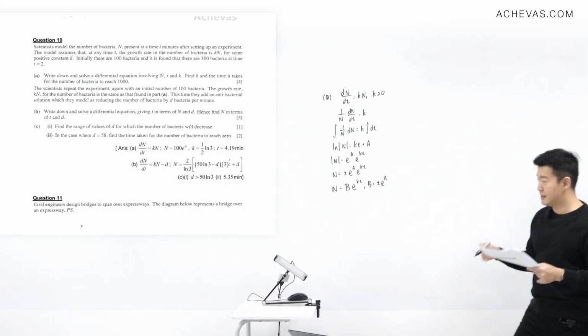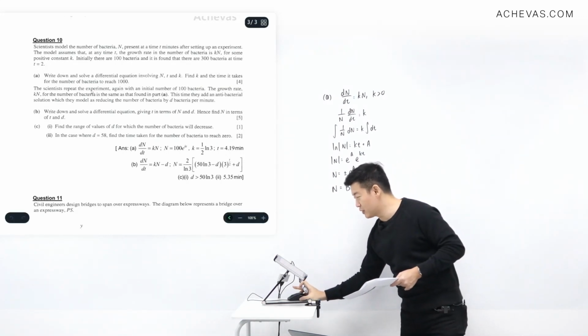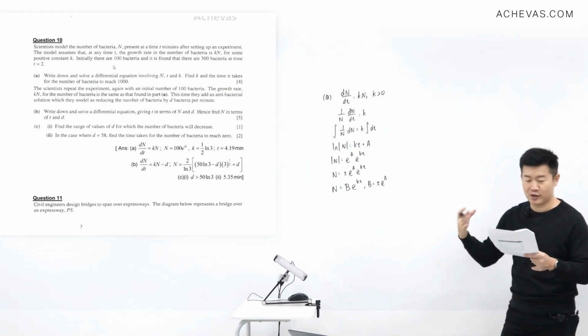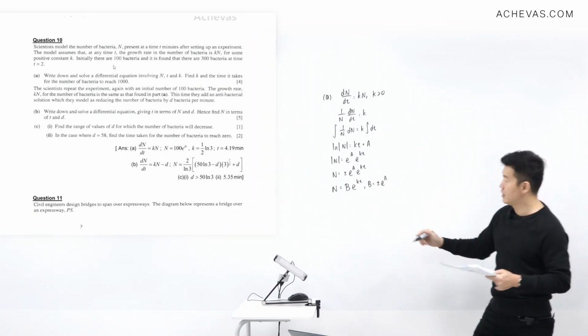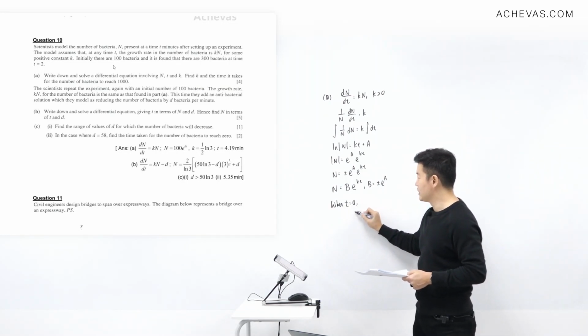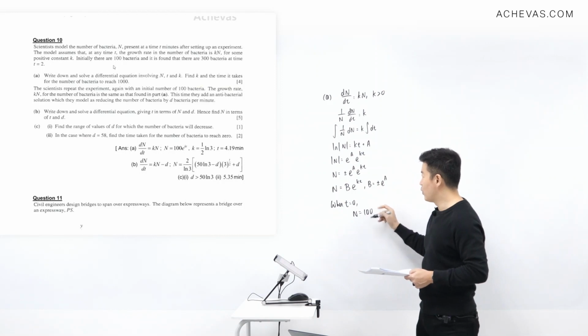The question did tell us some information. Let's try to make use of them. The question tells us that initially there are 100 bacteria. Initially means t is equal to 0. 100 bacteria means n is equal to 100. So I'm going to make use of this piece of information. When t is equal to 0, n is equal to 100.